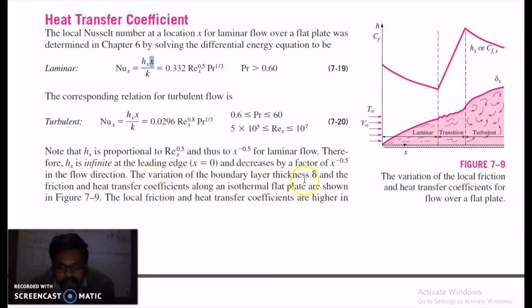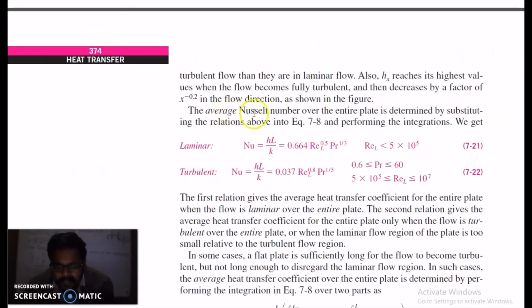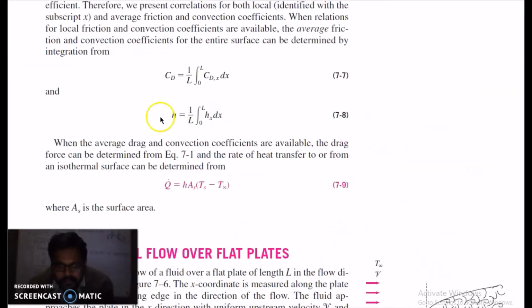The variation of boundary layer thickness delta and the friction and the heat transfer coefficient along an isothermal flat plate are shown here. So this is your value of delta. This is delta x at a particular x. This is the variation of boundary layer thickness. The average Nusselt number over the entire plate is determined by this relation. From this relation, you can find the average heat transfer coefficient by putting the local heat transfer coefficient here and integrating over the entire plate length.